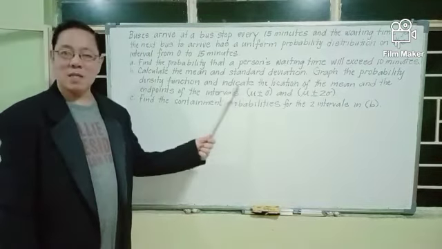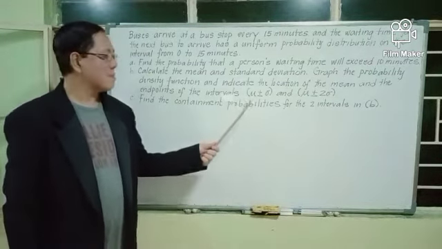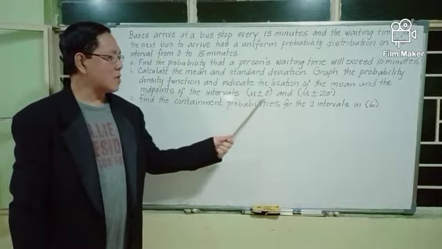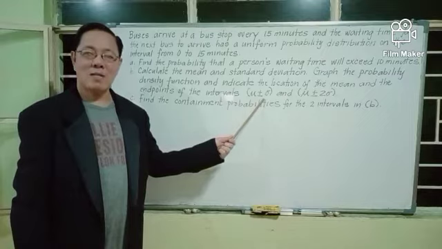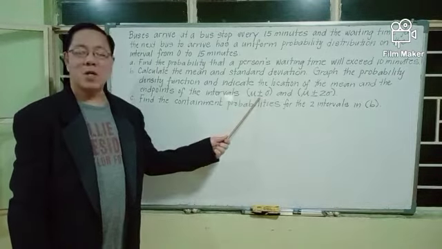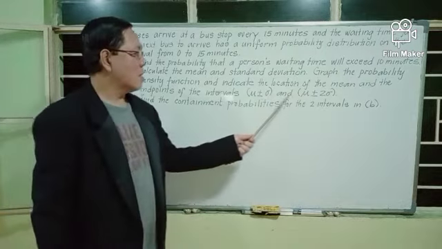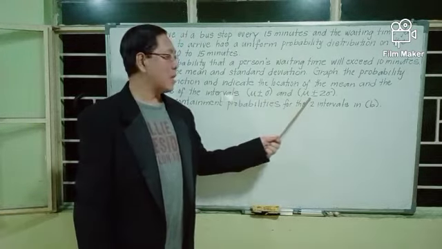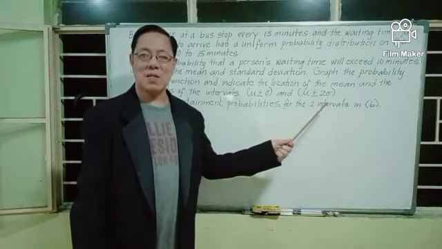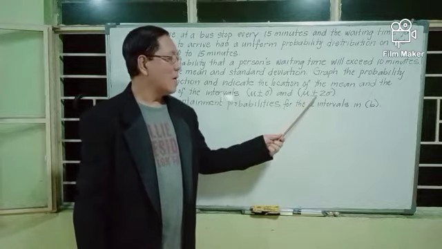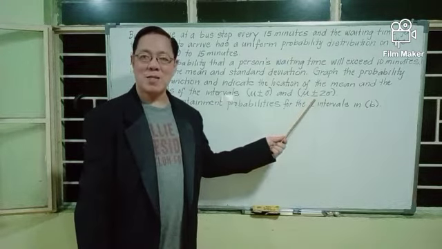And in that same graph, we plot the endpoints of this interval, mu plus or minus sigma. This interval has a lower limit of mu minus sigma and an upper limit of mu plus sigma. Also in the same graph, we plot the endpoints of the interval mu plus or minus 2 sigma, which means that the lower limit of this interval is mu minus 2 sigma, and the upper limit is mu plus 2 sigma.